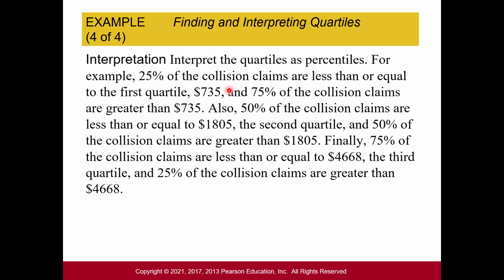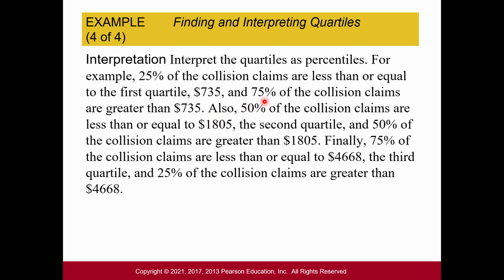And so let's interpret this. The quartiles are percentiles. For example, 25% of the collision claims are less than or equal to the first quartile. Remember, 25th percentile is Q1. So that's the $735 value. So 25% of the collision claims were less than $735. And that means 75% of the collision claims are greater than that number.